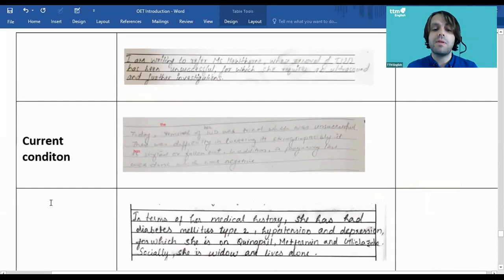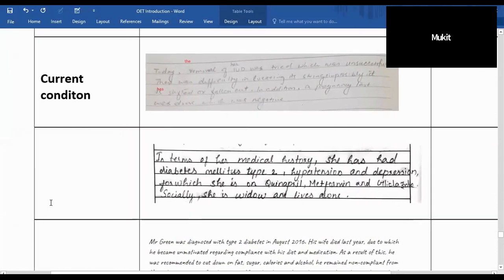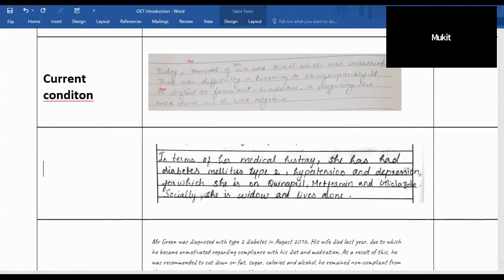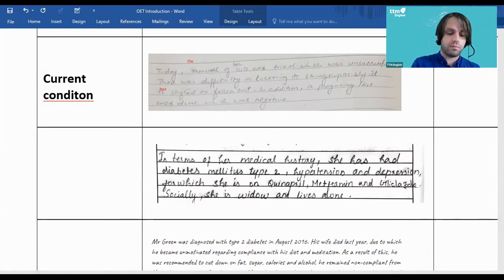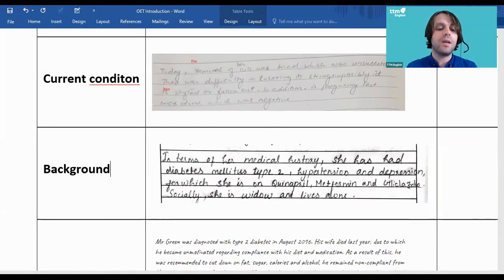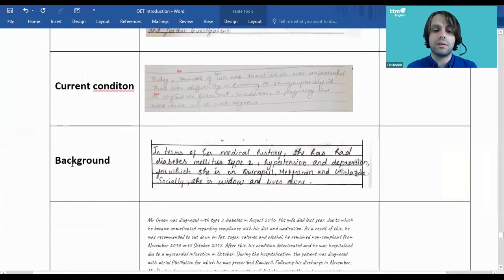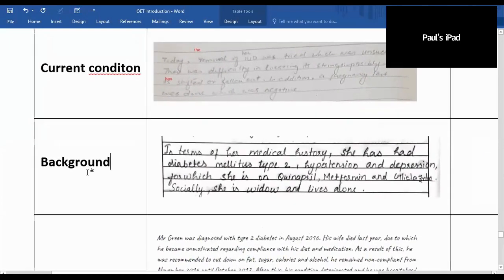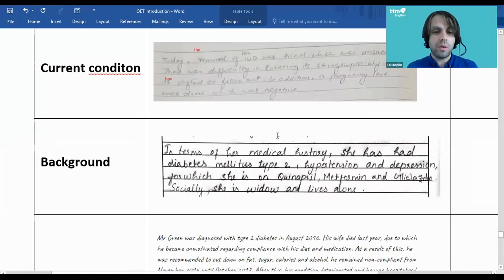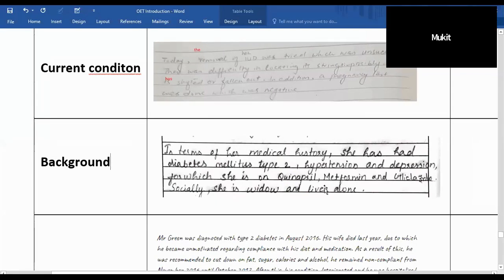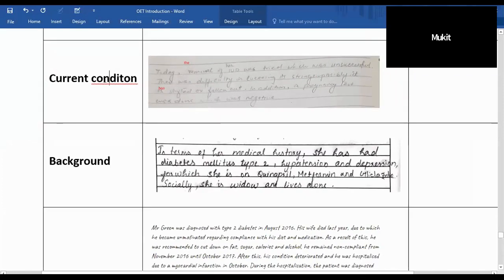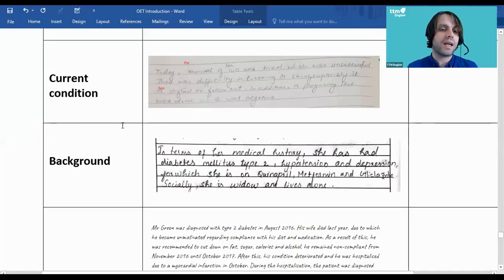What about this? In terms of medical history, she has diabetes. Background. Okay. Does it have to be always medical, or can I do social as well? Social. Yeah, you can put both. Is she doing both in this one? Yeah, she did. Socially, she is a widow and lives alone, right? Okay, so we've got current condition paragraph function. We've got background paragraph function.